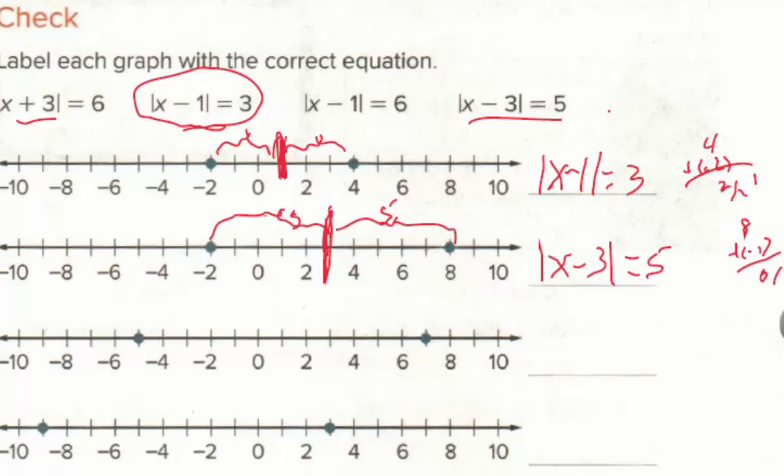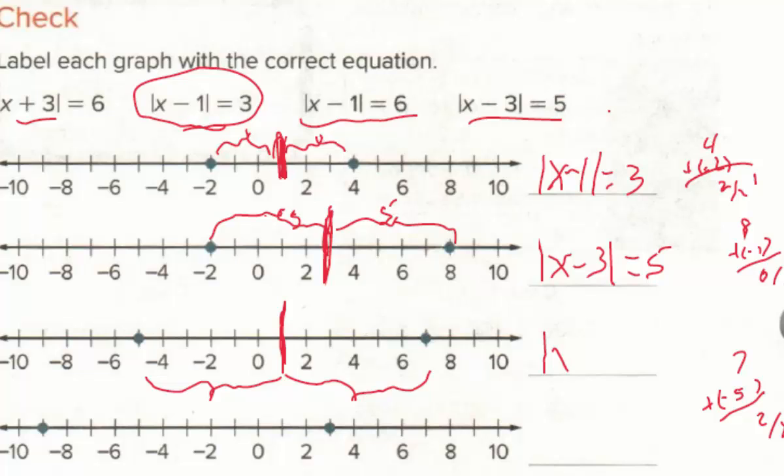The next one down, we have a 7 and a -5. So if I add them up, I get a 2, and of course the average of 2 would be 1. So the midpoint should be 1. I just have to calculate the distance. 1 over to 7 is a difference of 6. And -5 over to 1 is also a distance of 6. So I have x minus 1 equals 6. So absolute value of x minus 1 equals 6.